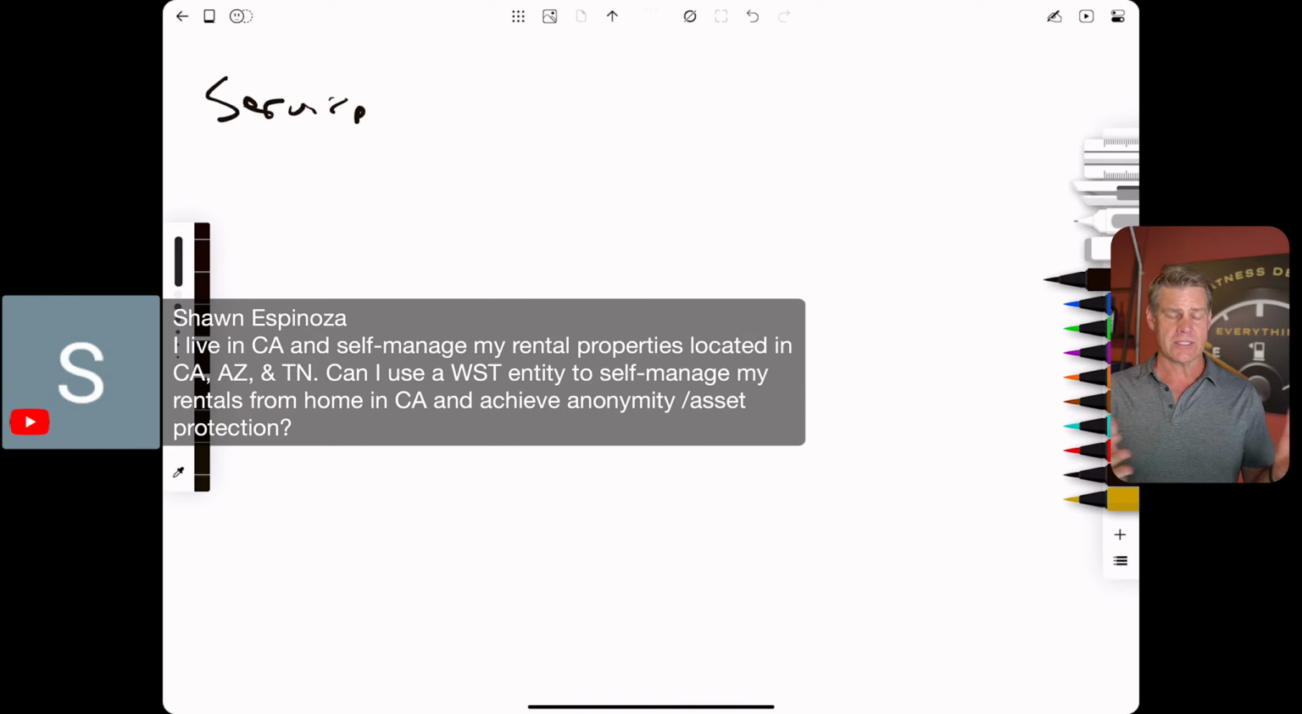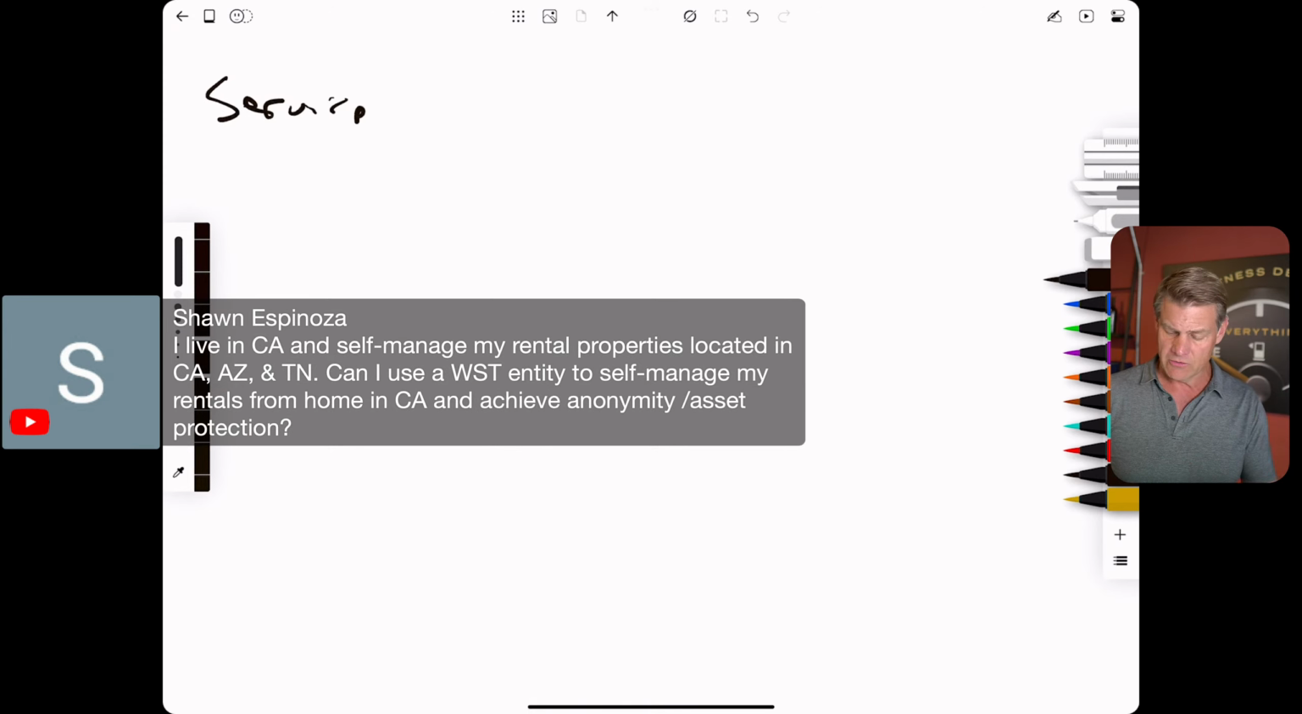So here's Sean's question. What it comes down to is he's a California resident and you all know, if you live in California, if you set up a limited liability company, I mean, he has properties, he stated, in California, Arizona, and Tennessee. How would I go about structuring those to minimize the taxes or the franchise taxes? So you got a lot going on there.